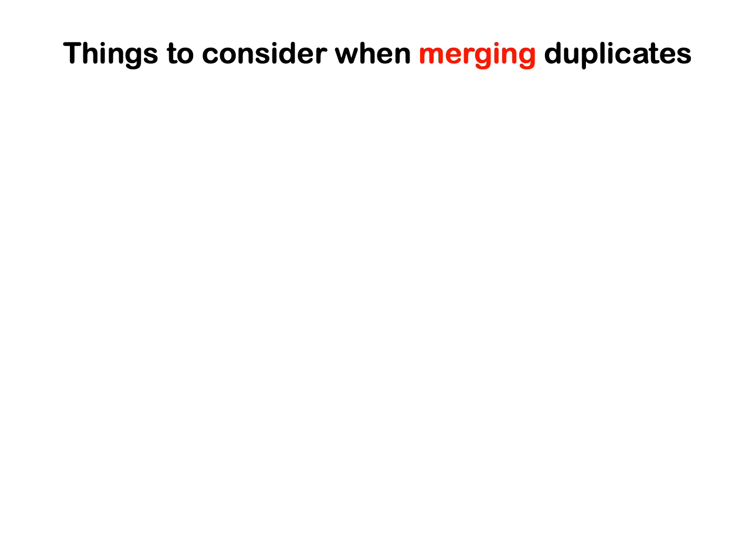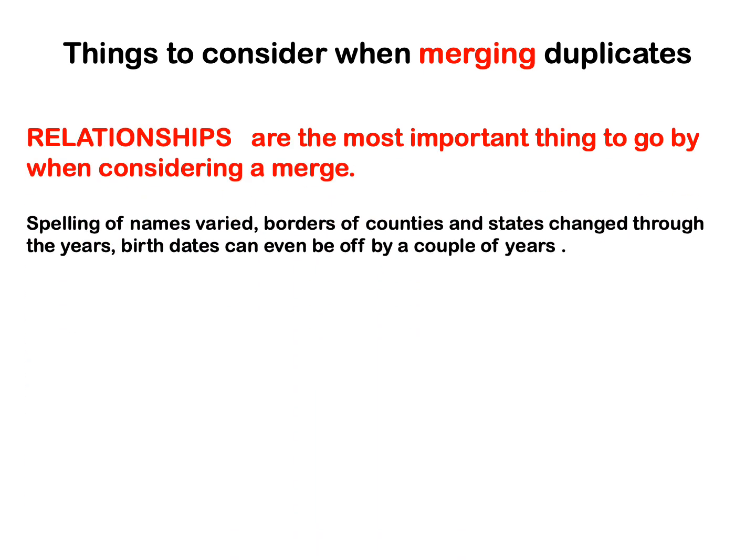Things to consider when merging duplicates. Relationships are the most important thing to go by when considering a merge. Spelling of names varied, borders of the counties and states changed through the years. Birth dates can even be off by a couple of years. It is especially true of census records.